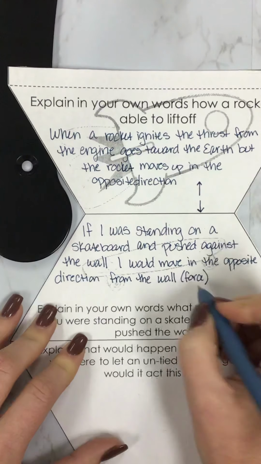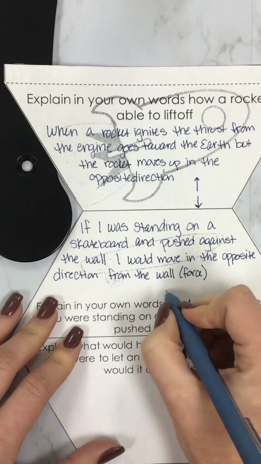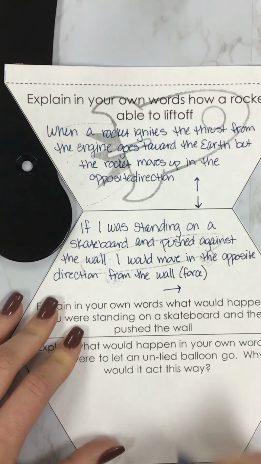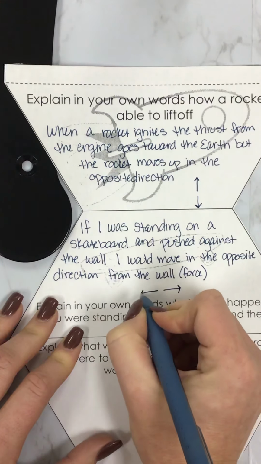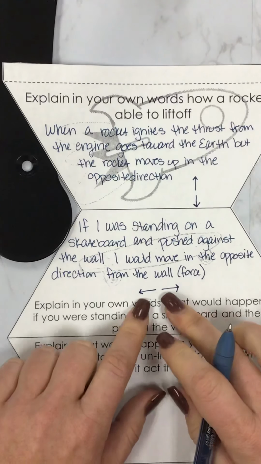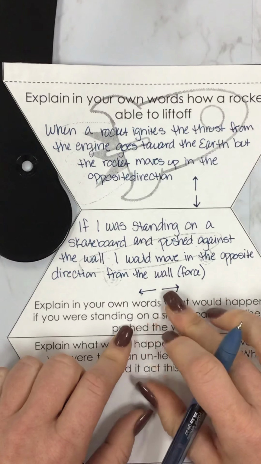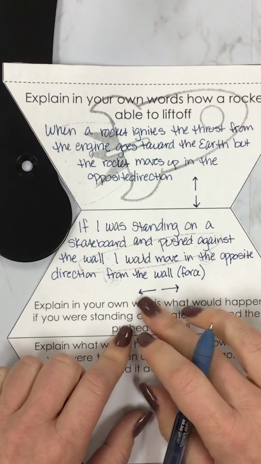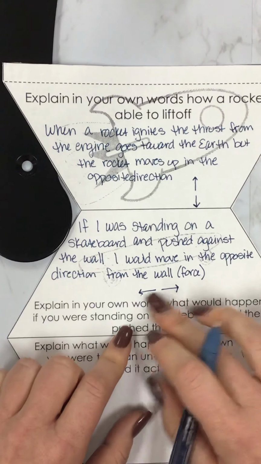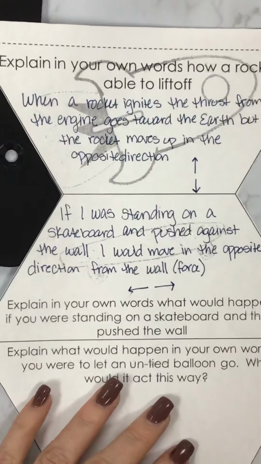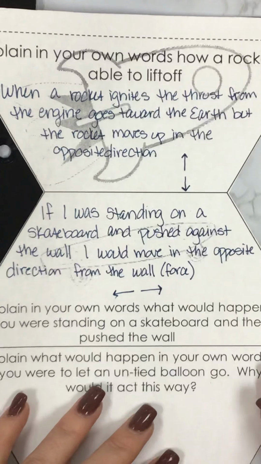So here's what this is going to look like. You are going to push off the wall, but your body is going to move the opposite direction. So again, we have another pair of forces, our action and our reaction. We push against the wall, but we move in the opposite direction from our force.